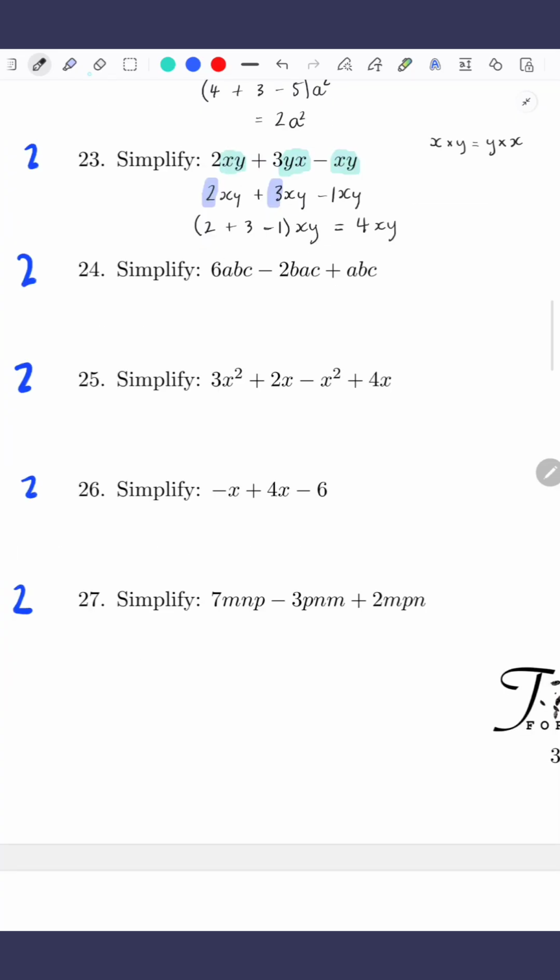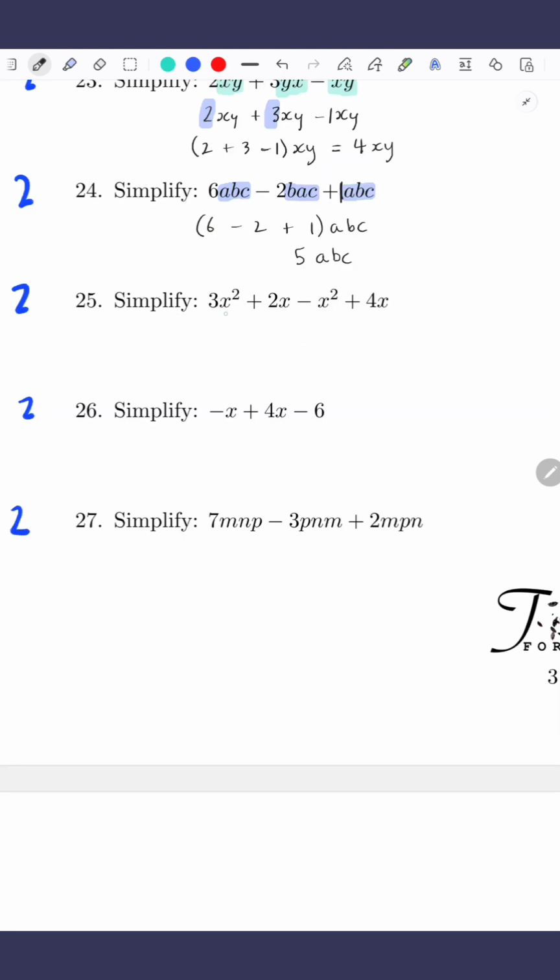Now, do we have the same down here for question 24? We've got A, B, C. And yes, we've got A, B, C, but in a different order. So they're all A, B, C. They're the same family. So we've got 6, take away 2, plus 1, at the front there. And that's all ABCs. So that's 4 plus 1, which is 5 ABC.